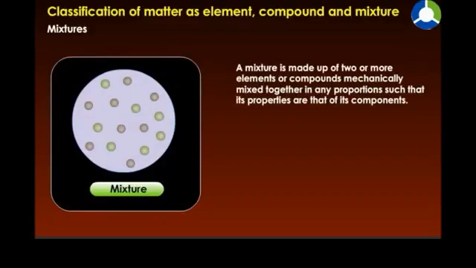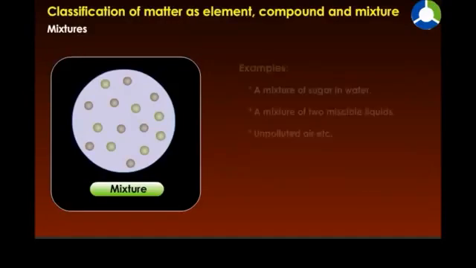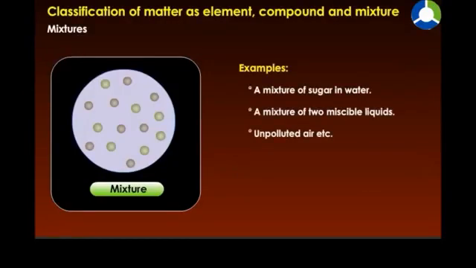Mixtures. A mixture is made up of two or more elements or compounds mechanically mixed together in any proportion such that its properties are that of its components. Types of mixtures. A homogeneous mixture has a uniform composition throughout its mass. It has no visible boundaries of separation between the various constituents. Examples: a mixture of sugar in water, a mixture of two miscible liquids, unpolluted air, etc.